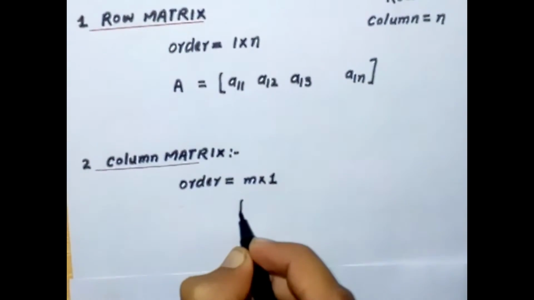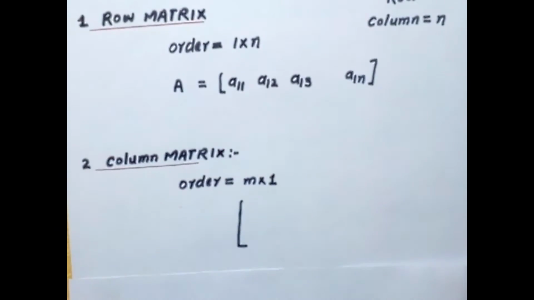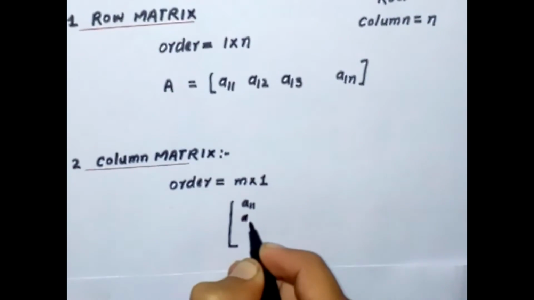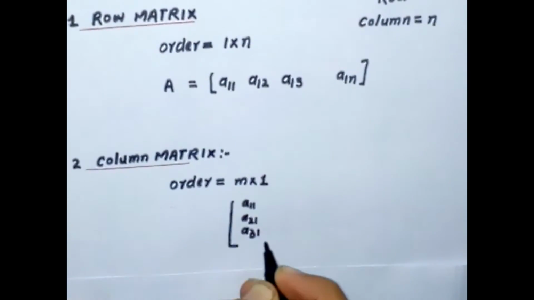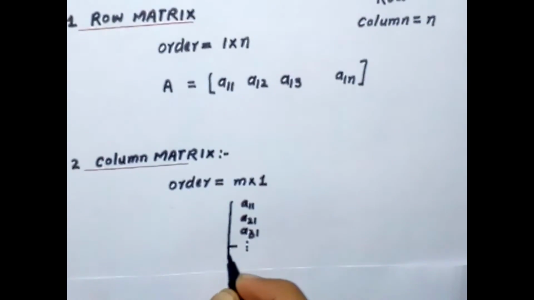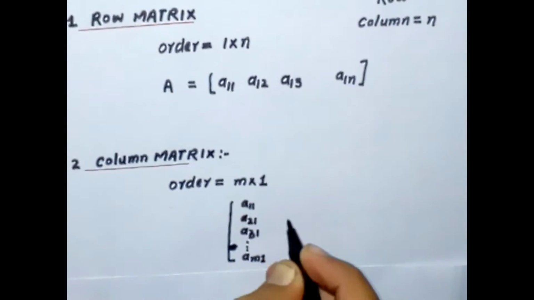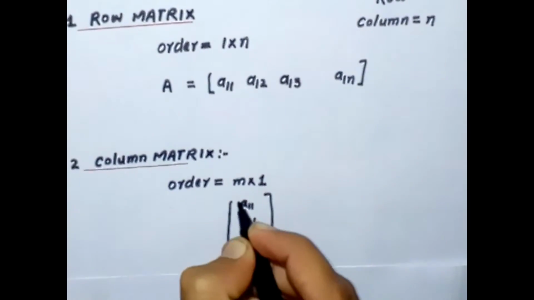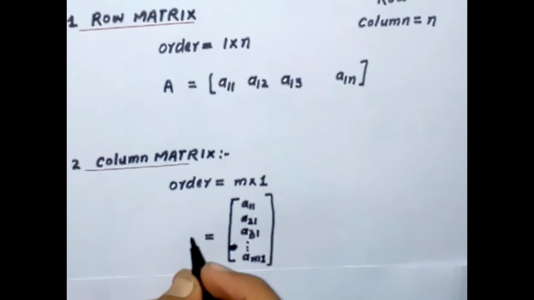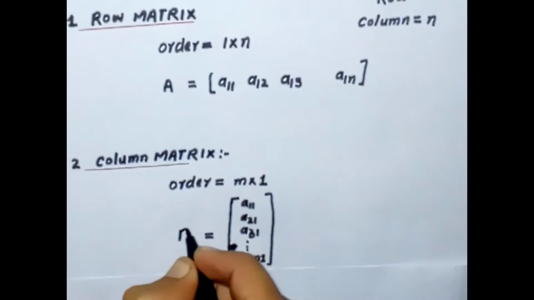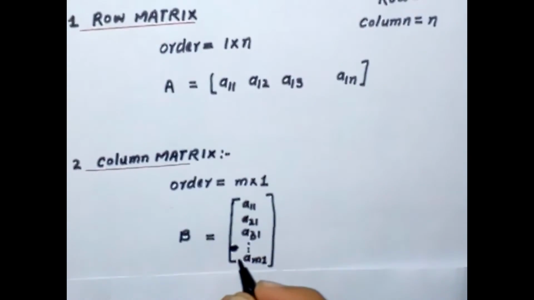For example, the matrix A11, A21, A31 up to Am1. Now in this matrix we have a single column and m rows. So this matrix is a column matrix. Let's denote the matrix by B.